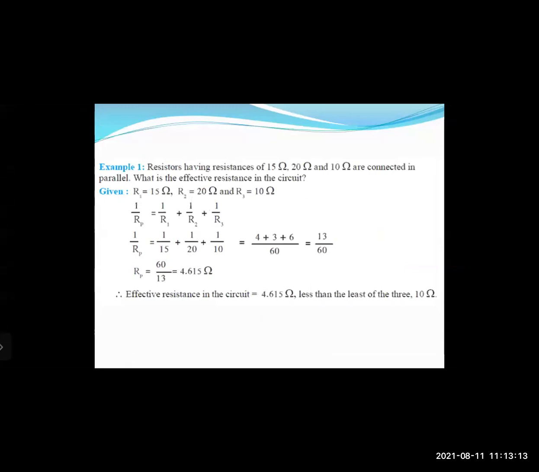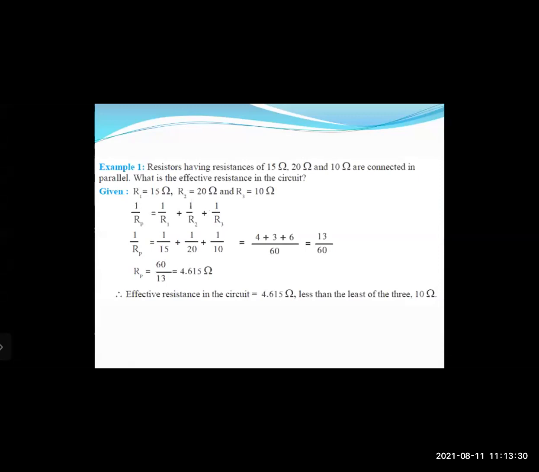Okay, now, yes, that we have done. Now we will go through the numerical for resistors in combination. What combination is given, we will see. Resistors having resistances 15 ohms, 20 ohms, and 10 ohms are connected in parallel.